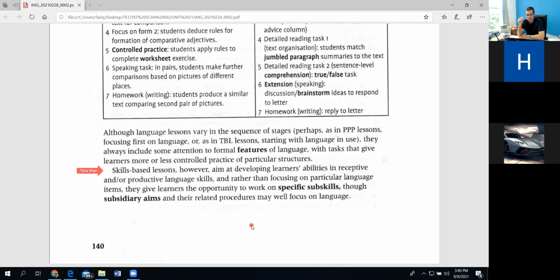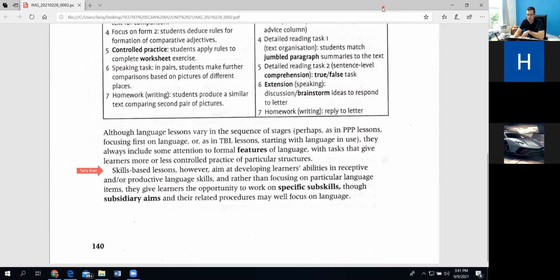Though subsidiary aims and their related procedure may well focus on language, in that language you are not going to teach the language itself. When the topic is skill-based, like reading or writing, although you are teaching language there, you are actually teaching the sub-skills of that main skill. Are you getting this point or confused about it? Got it, sir. Language is language, but when it comes to skills, that is also part of language, but inside that you will be practicing the sub-skills of it. That's the point they are making.